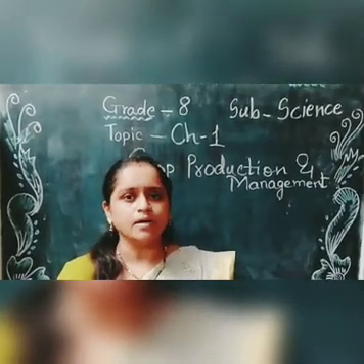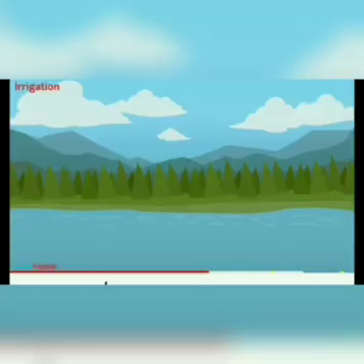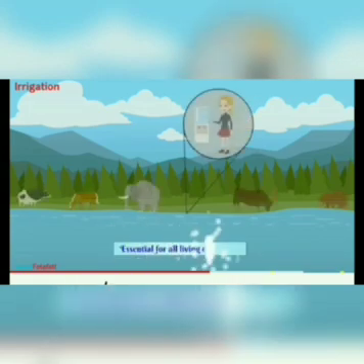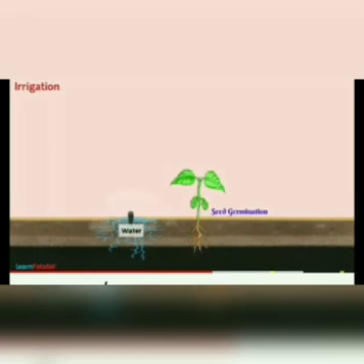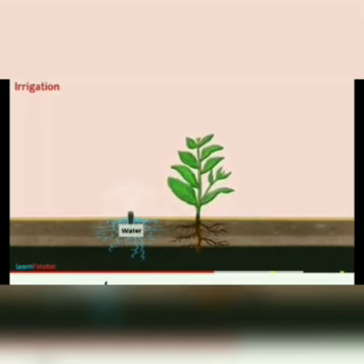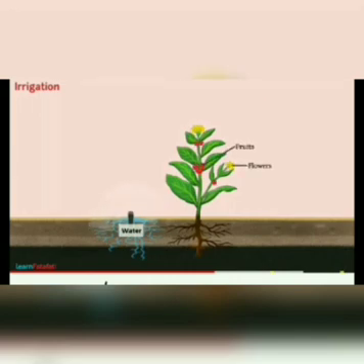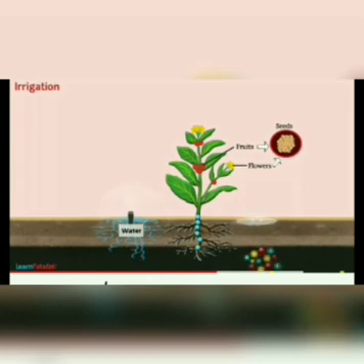So let's start with our next topic, that is irrigation. As we all know, water is very much essential for all living organisms. Even in crop fields, seeds can germinate only when there is a sufficient amount of water. Further, plants also need water for growth and development of flowers, fruits and seeds. Plant roots absorb water present in the soil along with essential minerals and fertilizers.